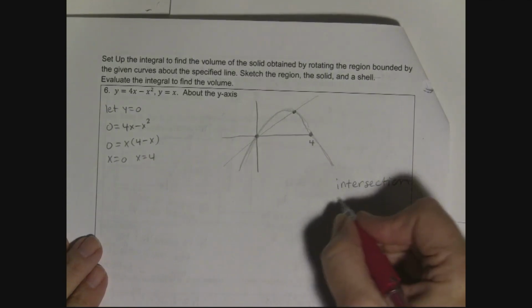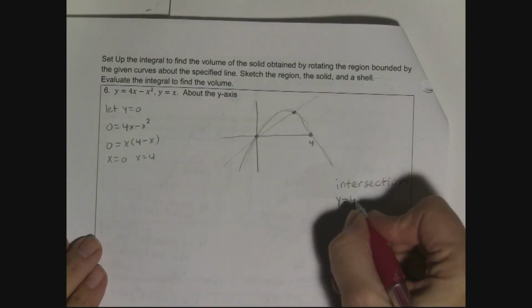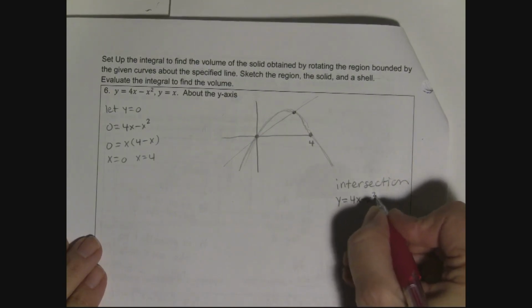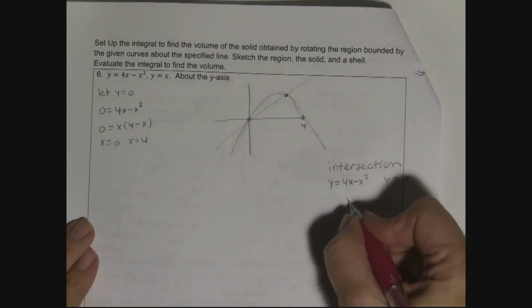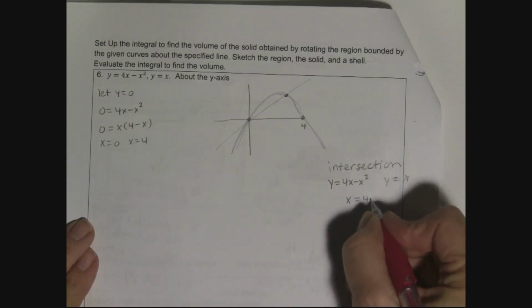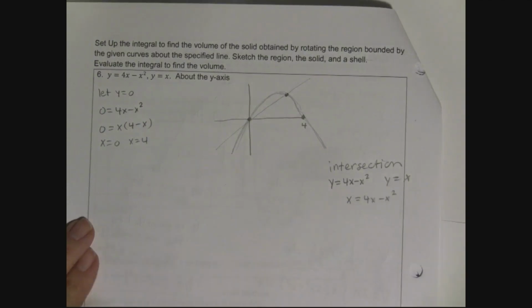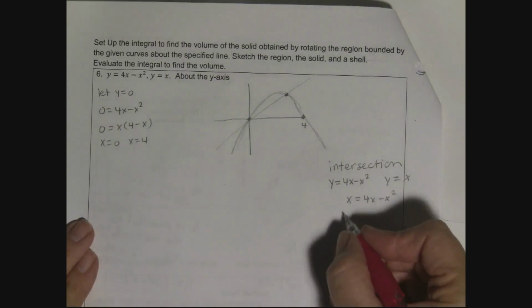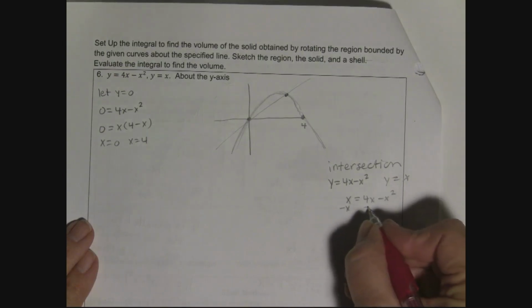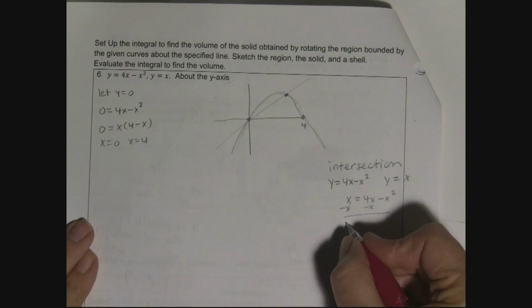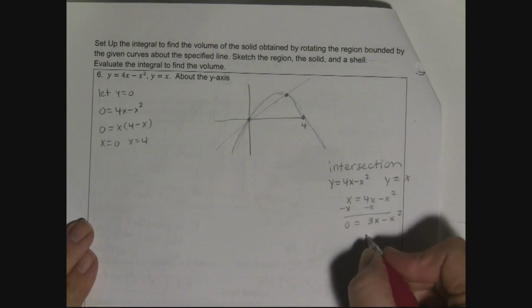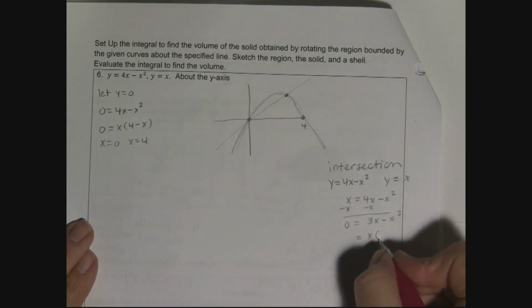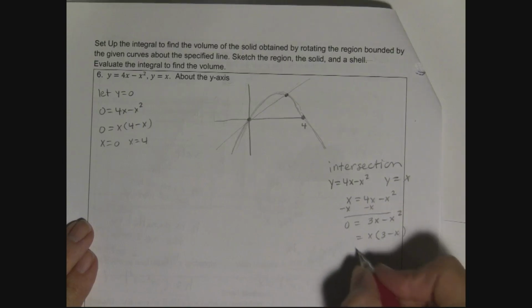I'm starting to get a scratchy voice. y equals 4x minus x squared, and y equals x. So they're both equal to y, so they must be equal to one another. x equals 4x minus x squared, right? And then it's quadratic, so I'd want 0 on one side, so I'm going to subtract x. So I get 0 equals 3x minus x squared. Then I'm going to factor out an x, and I get x times 3 minus x equals 0.